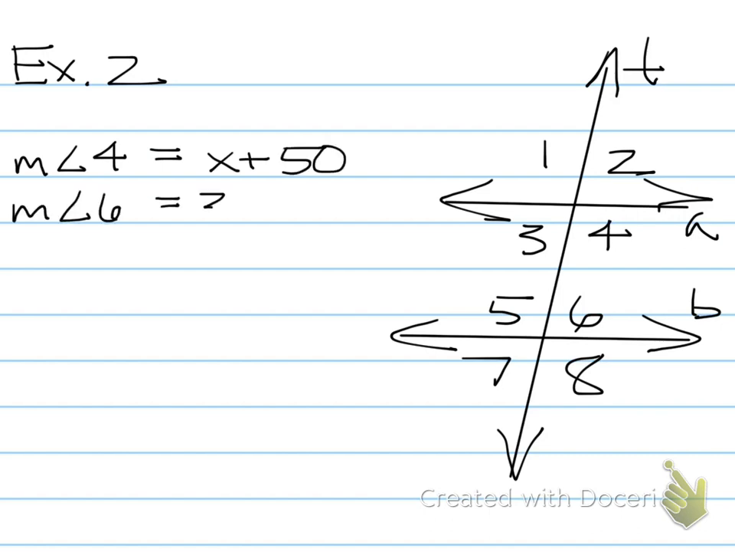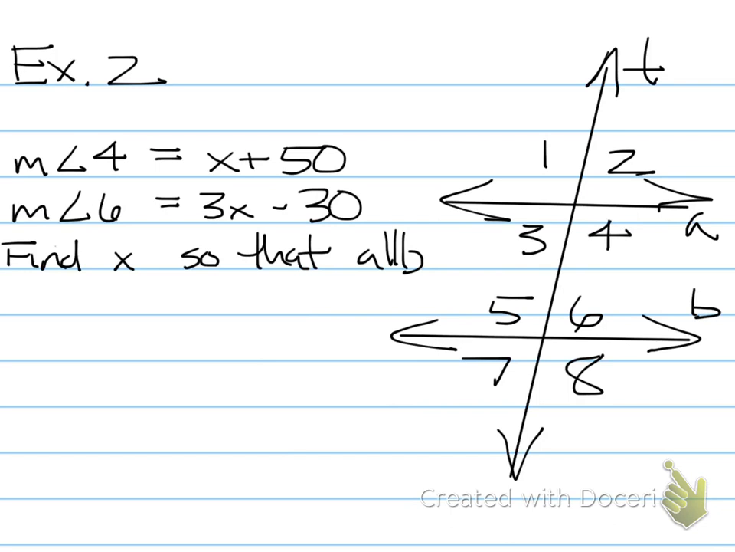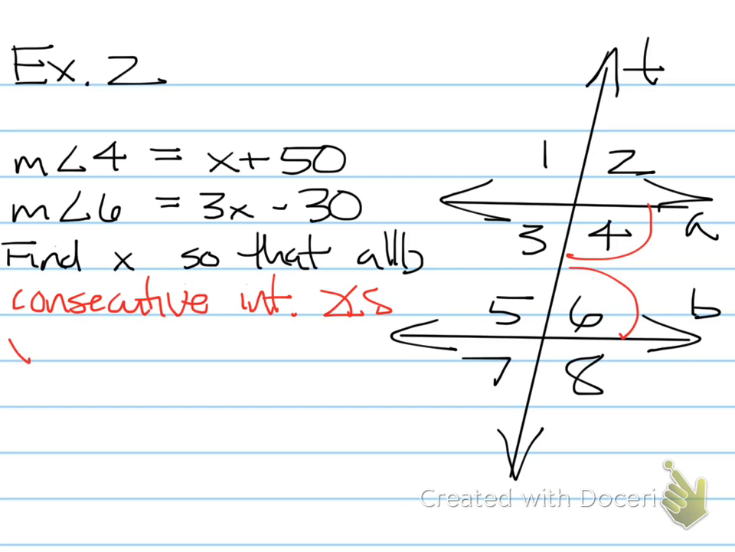In this example, we want to solve for x such that A is parallel to B. Find the value of x that would make A parallel to B. So 4 and 6 are the two angles that we're given expressions for. 4 and 6 are consecutive interior angles. If consecutive interior angles are supplementary, then lines A and B will be parallel. So we're going to add the expressions for those two angles up and set them equal to 180.